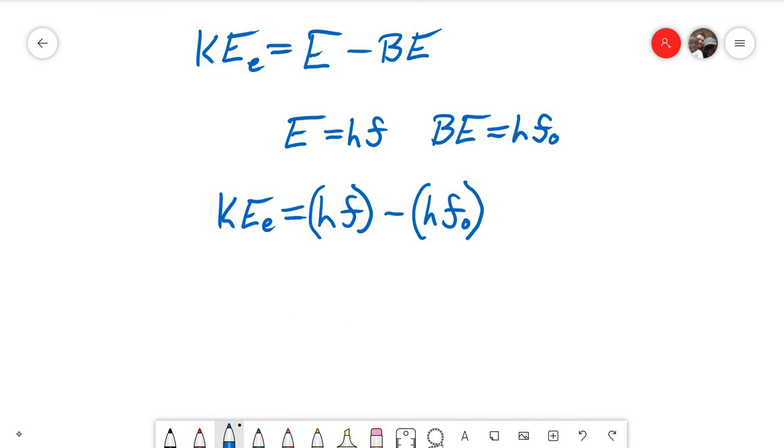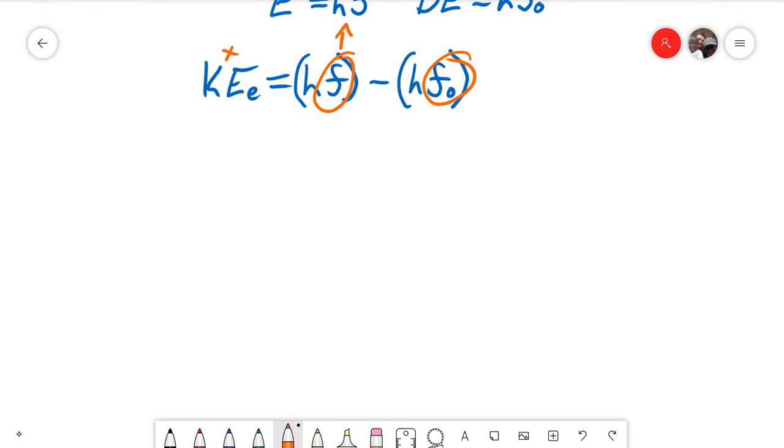Now, this also confirms what we talked about earlier, that if the frequency of our photon is less than this threshold frequency, then our kinetic energy is going to be negative. So clearly that electron is not going to leave the material. But if this frequency is greater than that threshold frequency, then the kinetic energy of our electron is going to be positive, meaning it's going to have a velocity. It's going to be ejected from that material.